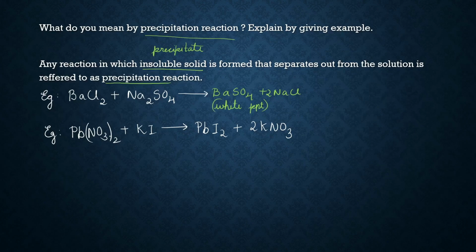Next, lead nitrate. When it is treated with potassium iodide, it leads to the formation of lead iodide and potassium nitrate. Now here lead iodide forms a precipitate, and this precipitate has a yellow color. Okay, so color is very important here. You need to note the stuff. Okay, so this is all about the precipitation reaction.